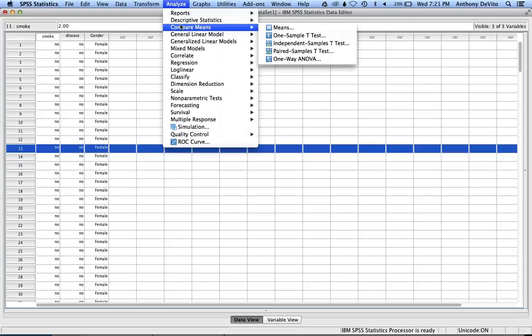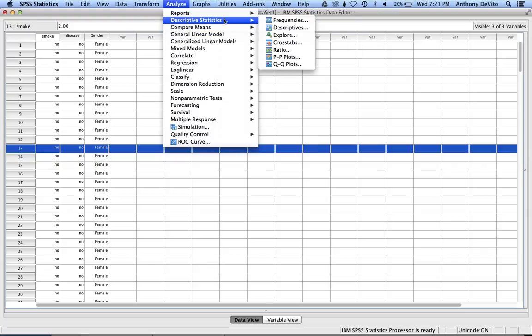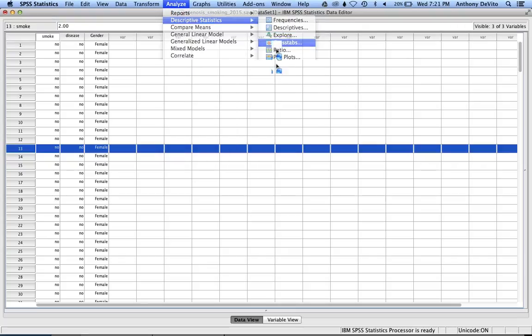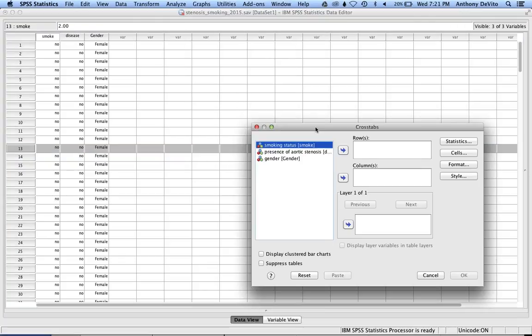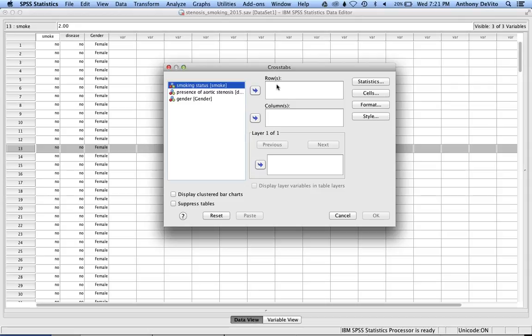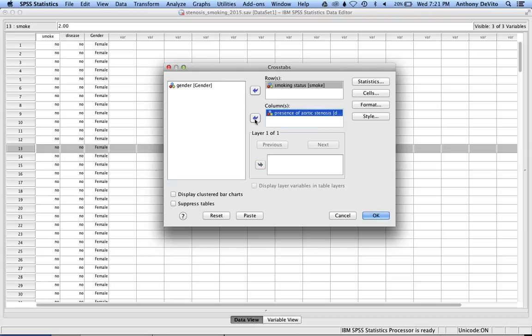Analyze, now we're working with crosstabs. We're going to build a table. I'm going to go into descriptive statistics, crosstabs. In my rows, I'm going to use the exposure I'm interested in, which is smoking. That's the exposure I think is going to cause disease. And in the columns, I'm going to put the disease. Could be lung cancer, could be diabetes. In our case, it's going to be presence of aortic stenosis.